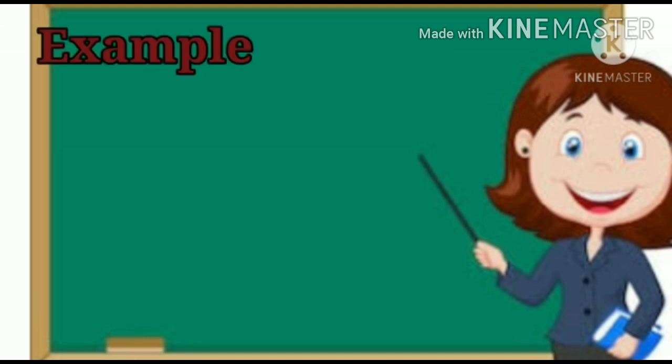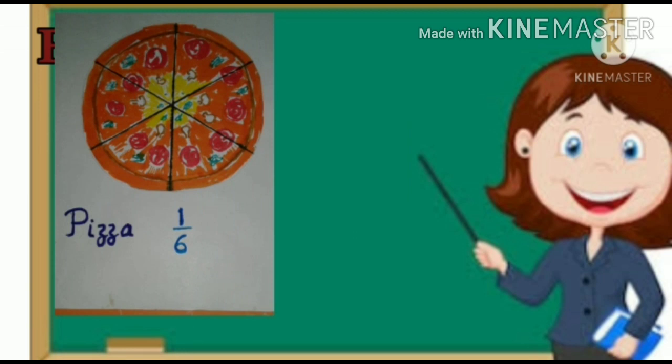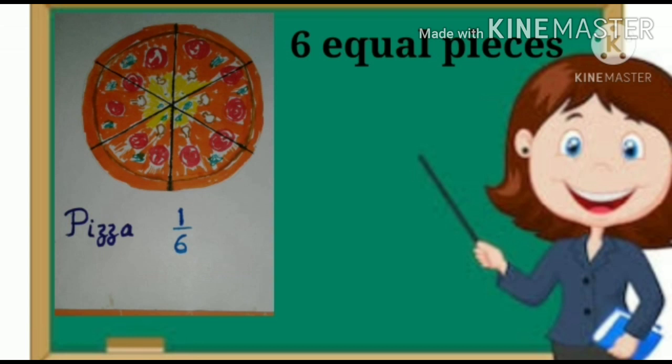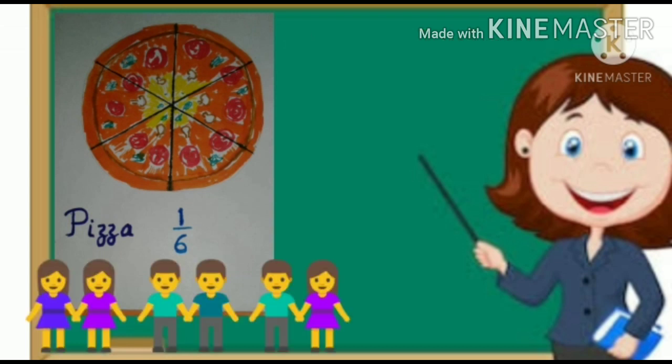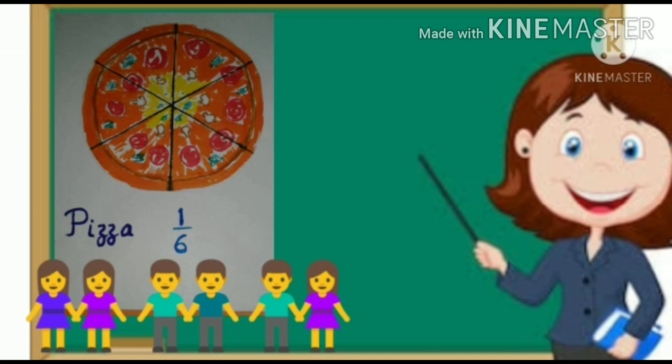Here is another example. Ramesh had invited 5 of his friends to his house. He ordered a large pizza, which was everyone's favorite item. How many pieces should he make? He should make 6 equal pieces because there are 6 in total. So, how much does each get? Each gets 1 piece.